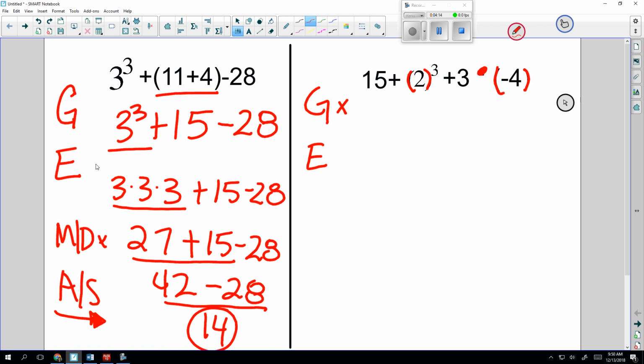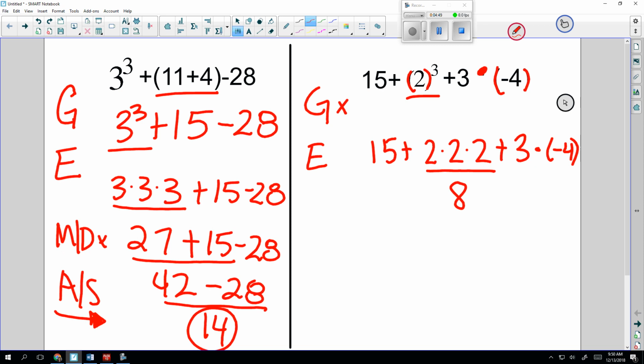Exponents. Okay, so I'm going to underline my exponents, and I'm going to rewrite it with the expanded form. So I have 15 plus 2, what does this mean? How many 2's am I multiplying? 3. 3 plus 3 times negative 4. Okay? So now, what is 2 times 2 times 2? What's 2 times 2? 4. And what's 4 times 2? 8. Okay. So I have 15 plus 8 plus 3 times negative 4.